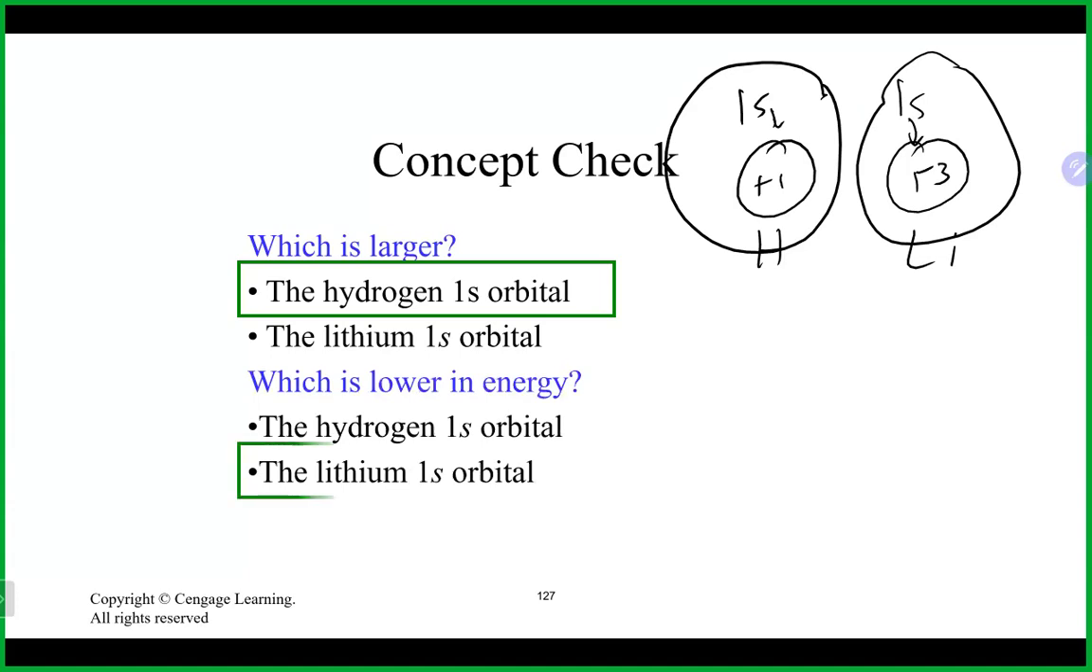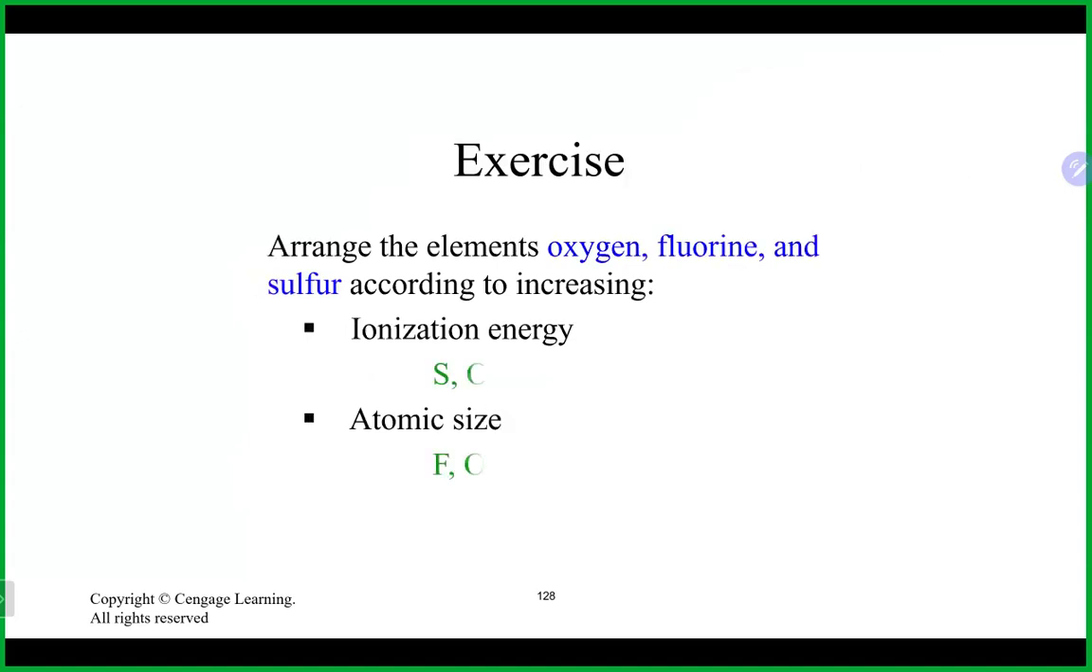It's actually going to be the lithium, for this same explanation, because the lithium 1s orbital is going to be pulled stronger by the +3 charge. It will end up being lower in energy than the 1s of the hydrogen, which isn't pulled down or closer as much as it is with the +3 charge. Any questions on that there?